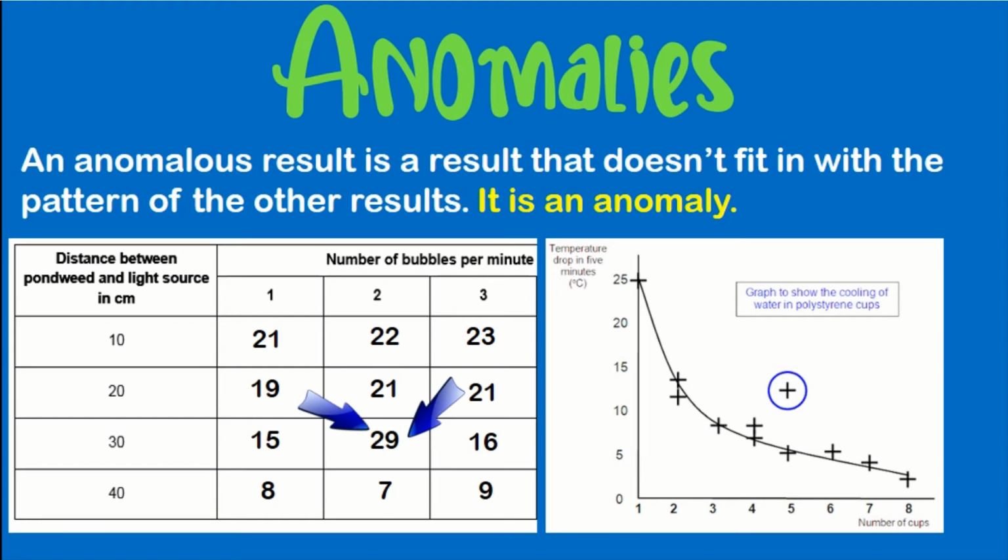Or on a graph, the anomaly is going to stick out like a sore thumb, and for example, it's that one there ringed in blue. So that's all anomaly means, it's something that doesn't fit in.